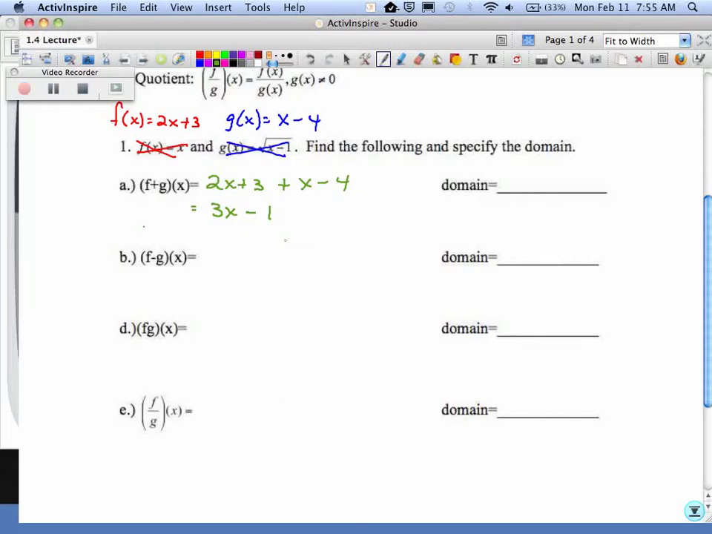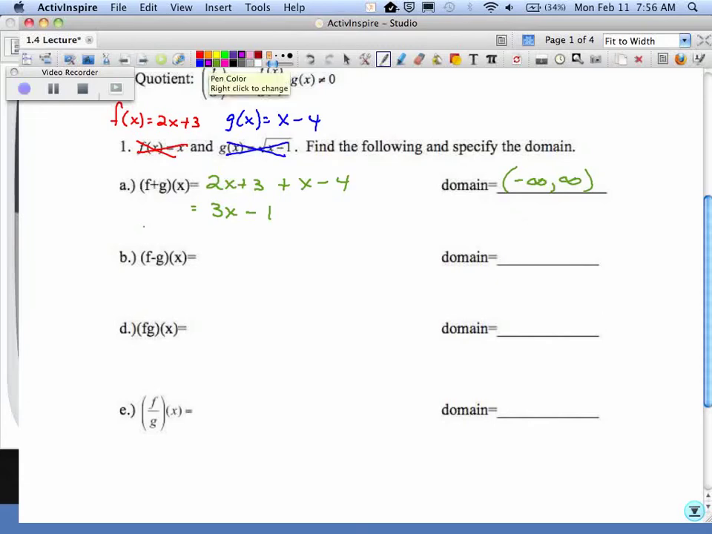What's the domain for 3x minus 1? It's a linear, non-vertical, right? So negative infinity to infinity. So when you're asked to do this, we would never leave it up here where we have a bunch of like terms that could be combined because you're not simplifying. So always simplify them as far as you can.